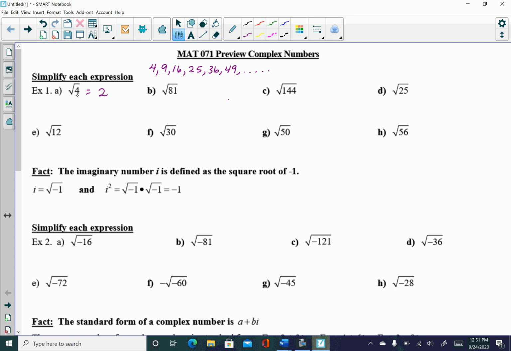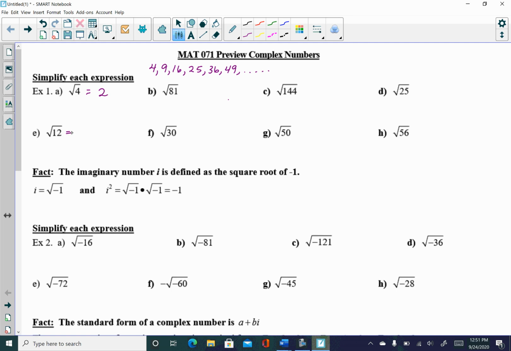Not all square roots are nice and perfect, so if I scoot on down here to letter E, the square root of 12, that's not a perfect square root. I can't take a number and multiply it times itself and get 12. But I can reduce this, so I look for the highest number in my list here that will divide evenly into 12. And hopefully you agree that would be a 4. 4 times what gives you 12? That would be 3. Now take the square root of what you can. We know the square root of 4 is 2, so that comes outside the radical. 3 stays inside, and that would be your final answer, 2 square root of 3.